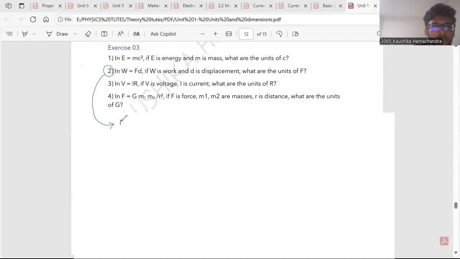Units of W is joules or kilogram meter square per second. D is displacement, that is similar to distance, right? You can take the units of distance as displacement. But for W, you can take this. Find the units of F.